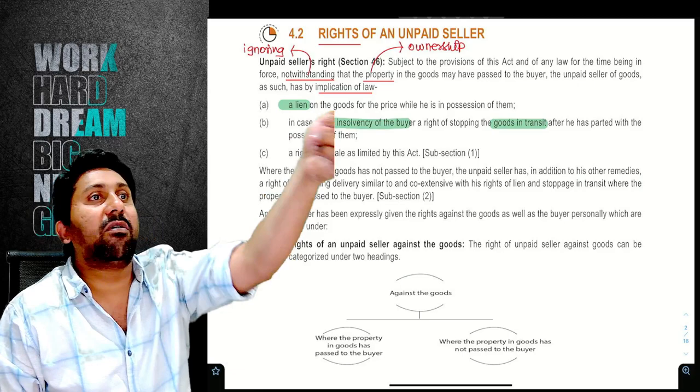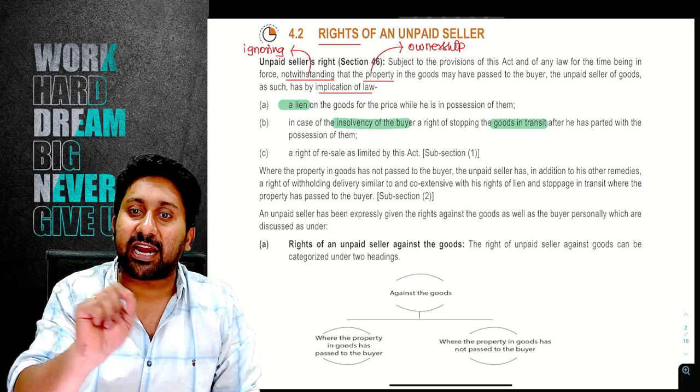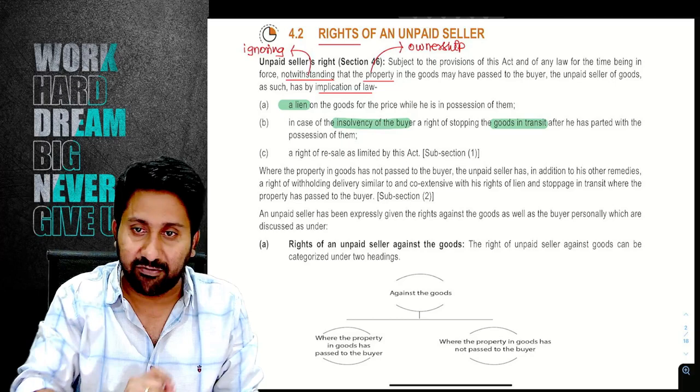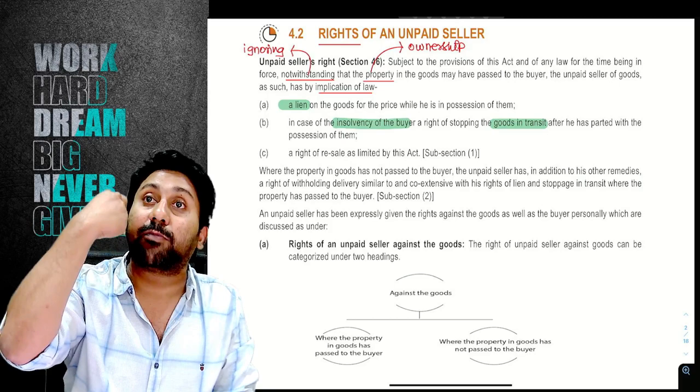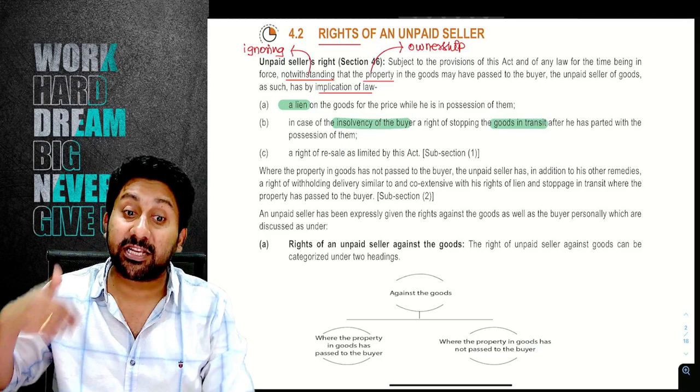I am selling the goods to you. I will first write an invoice in your name. Means what? So and so person has bought the goods. Okay, if I write an invoice, what does it mean? I am transferring the ownership of the goods to you. In the document, your name has already been written. But possession is not yet transferred to you. It is going on, it is in transit.